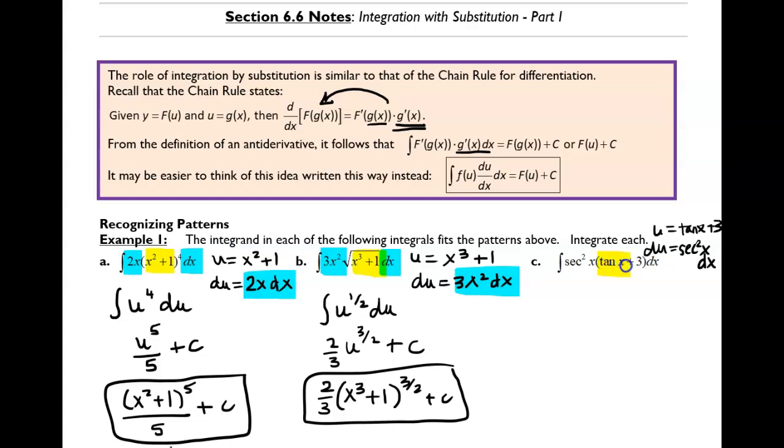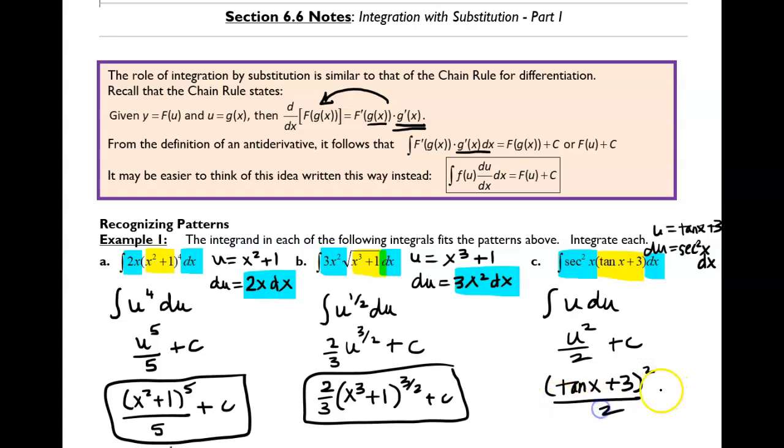So my u is this part, tangent x plus 3. My du is the rest of this, secant squared x dx. So remember your trig derivatives there. So this will become the integral. This is just u in parentheses, u to the first power. So just u du. I take my antiderivative. That'll be u squared over 2 plus c. And so my final answer is (tangent x plus 3) squared over 2 plus c.